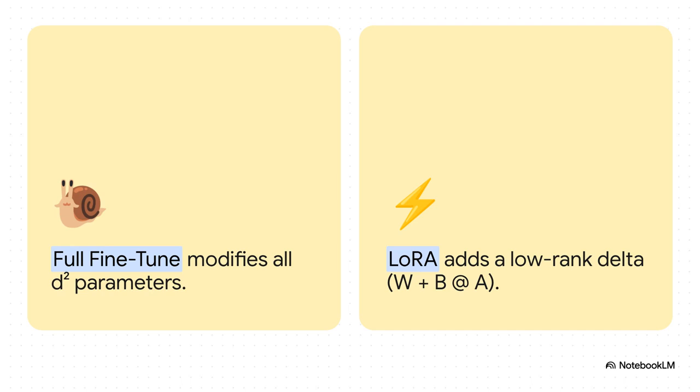It freezes those massive linear layers and just adds what's called a low-rank delta. Basically, you take the original weight, W, and add a new, much smaller matrix calculation. The rank, or R, is basically your tuning knob, and it's fundamentally way smaller than the original dimension, D. A standard rank for attention layers is usually just around 4 to 16.